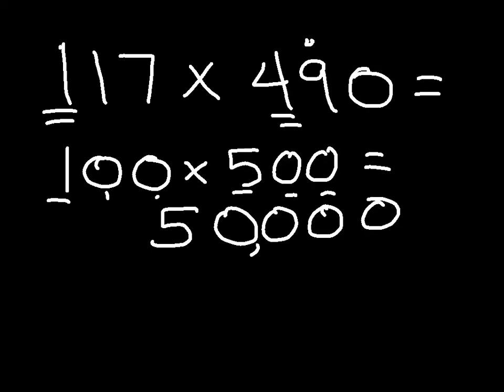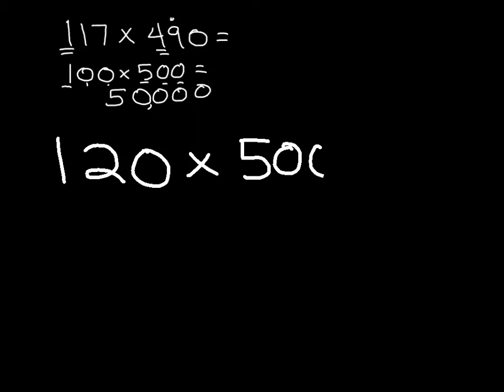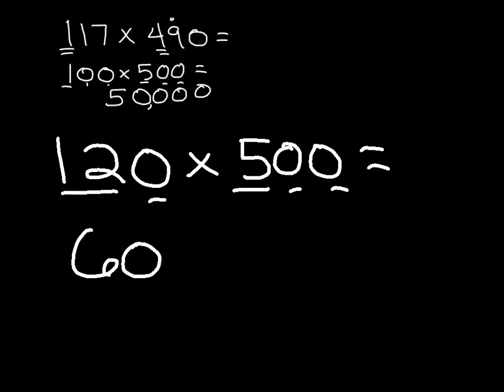So what if I had made a different decision about how to round? What if I had decided instead of rounding to the hundreds place, I want to round to the tens place? 117 then would have become 120 because 117 is closer to 120 than it is to 110. My 490 actually would have become 500 anyway because 49 is closer to 50 than 40. And I would have had the multiplication problem 120 times 500. Now, if you know your 12s, this is not a difficult problem. 60 is the answer to 12 times 5, and I've got 1, 2, 3 zeros.